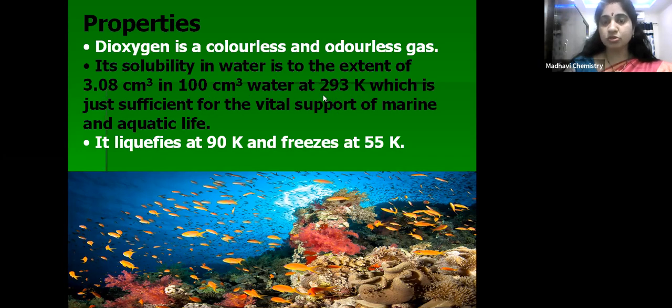Temperature is very important. If you change the temperature, then this volume of oxygen changes. So at 293 Kelvin, 3.08 centimeter cube of oxygen can dissolve in 100 centimeter cube of water, which is sufficient for the vital support of marine and aquatic animals. Next, it liquefies at 90 Kelvin and freezes at 55 Kelvin. That's why at room temperature it is in the gaseous state, right children?